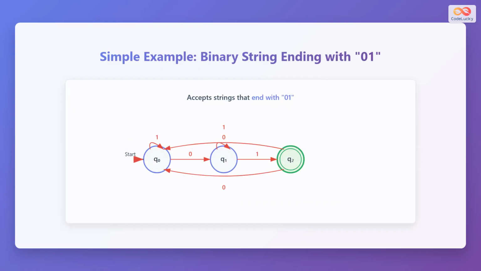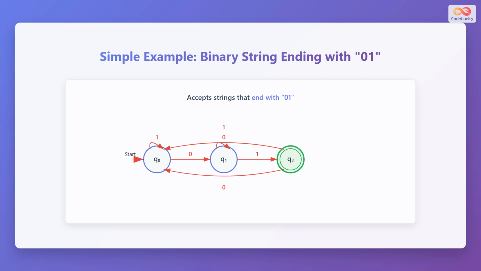Let us consider a simple example. Imagine a finite automaton that accepts binary strings that end with 01. So, we need to design a finite automaton that reads a string of zeros and ones, and accepts the string only if it ends with the sequence 01.